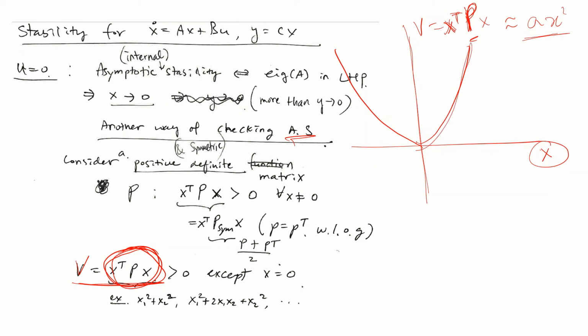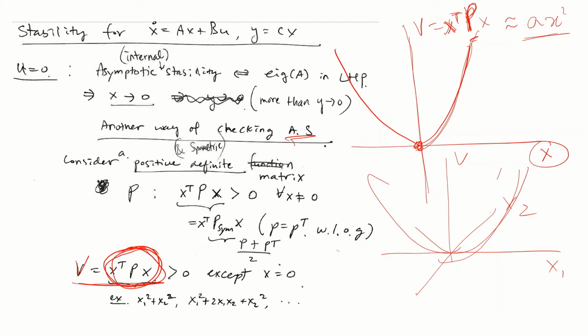So this is always positive except x equal to 0. You can look at this one in 3 dimensions. For example, you have 3 dimensions like x1, x2, and you have V here, and you have this parabolic shape drawn in the three dimensions.